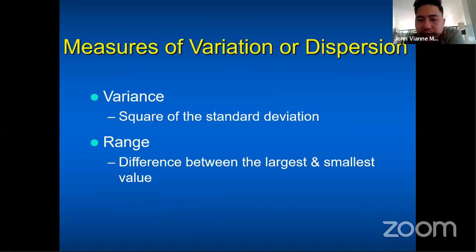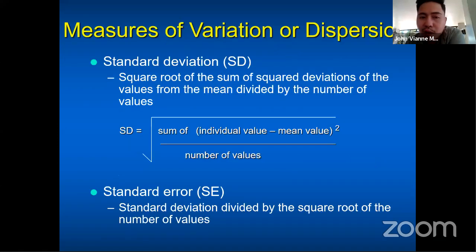We also have variance, which is the square of the standard deviation. And next one is the range, the difference between the largest and the smallest value. The most common among the four is standard deviation, because it gives us an impression of the skewness. It gives us the impression of the distribution of our data, whether it's normal or not. It can also tell us whether the answers of your respondents are consistent.